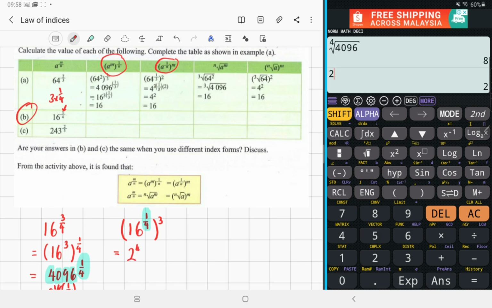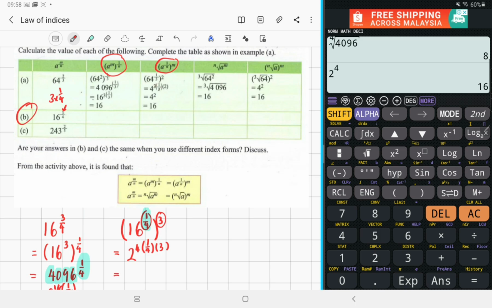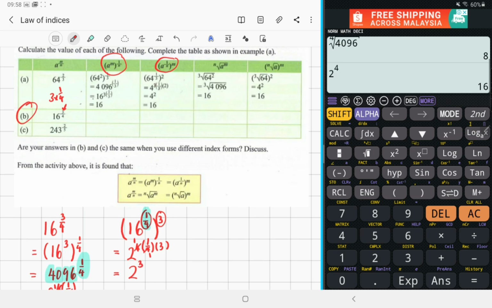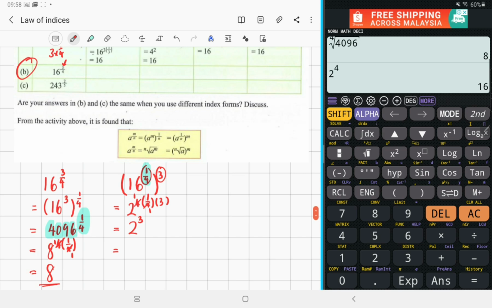2 to the power of 4, we try to check it. Yeah, we'll get 16. And then this one must multiply with 1 over 4 and then to the power of 3. This one multiplied by this one, so we can simplify. The remaining is to the power of 3. So 2 to the power of 3. What is the value for 2 to the power of 3? 2 times 2 times 2 is 8. We get the same answer here.